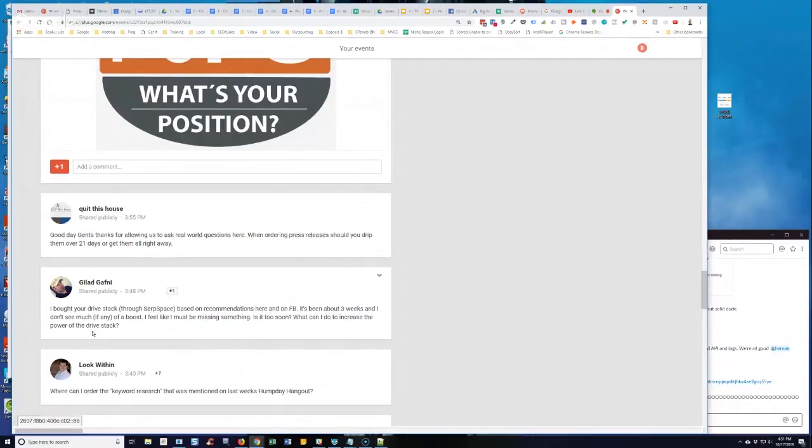And there's lots of things that we can do with a drive stack. Look, a drive stack in itself is not necessarily going to create a push or a ranking boost. Sometimes it does. It depends on the level of competition. But the drive stack is like a first line of defense.